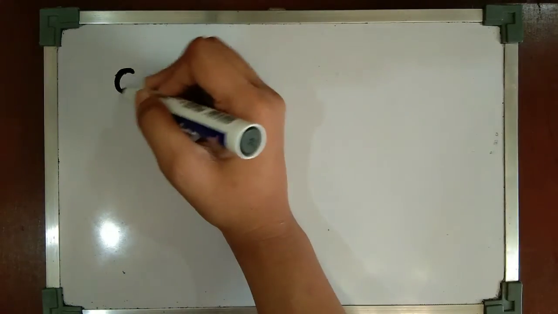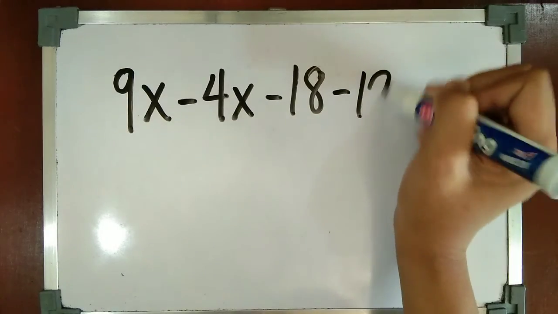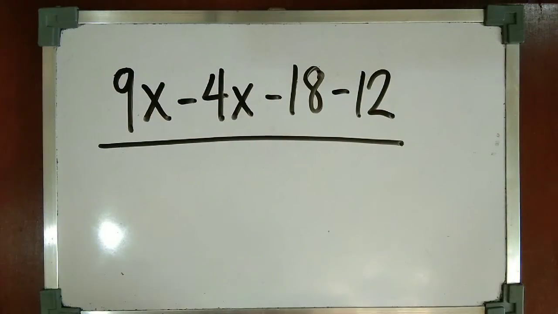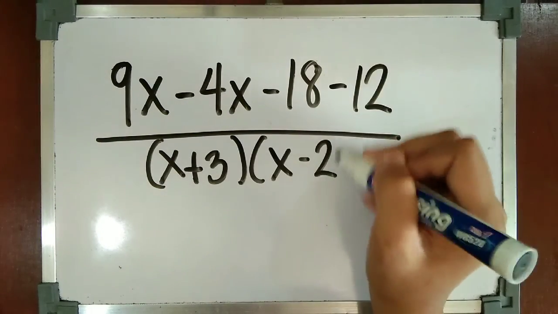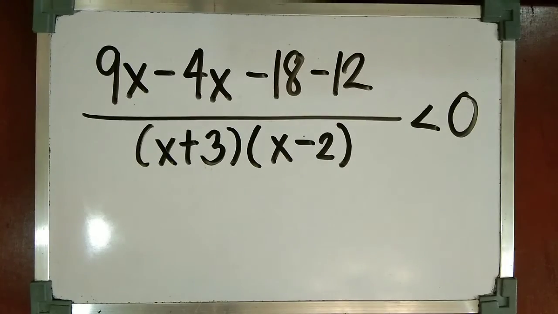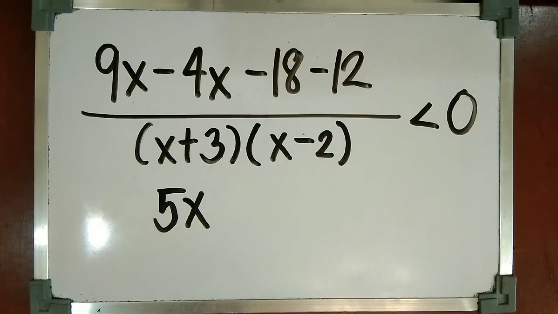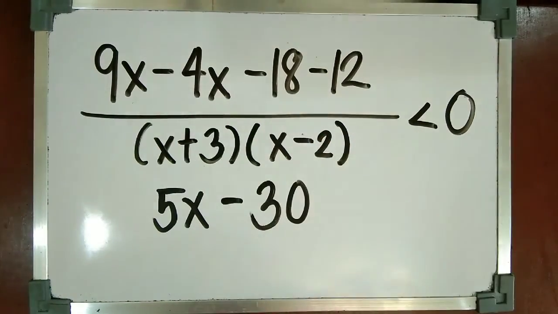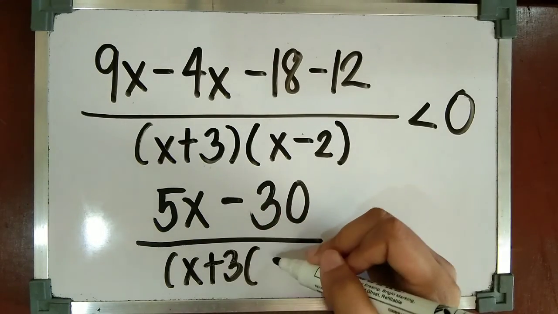Now, let us combine like terms. 9x minus 4x, negative 18 minus 12, over x plus 3 times the quantity of x minus 2, less than 0. 9x minus 4x is equal to 5x, while negative 18 minus 12 is equal to negative 30, over x plus 3 times the quantity of x minus 2.